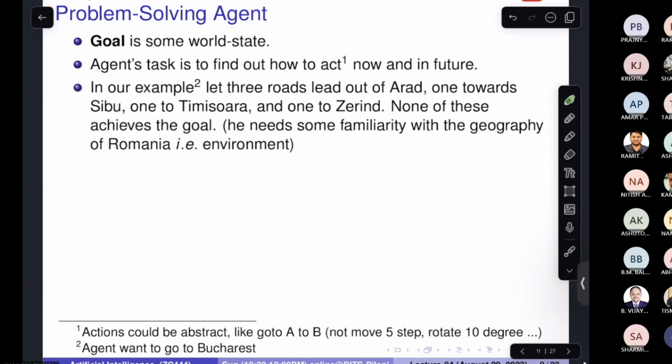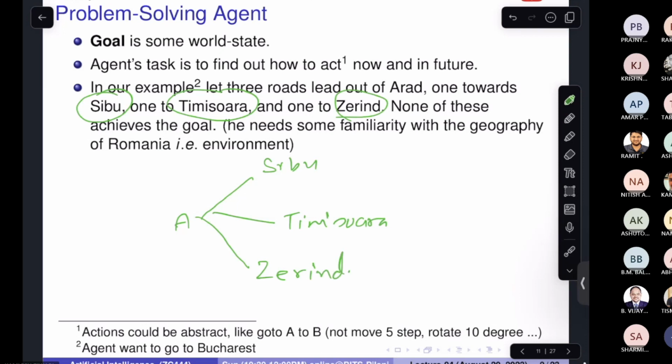Let's assume that from Arad there are 3 roads. One towards Sibiu, another towards Timisoara, and another towards Zerind. There are 3 roads, and you can see that none of them achieves the goal. So it becomes very difficult to choose where I have to go. So he has to develop some strategy by which he is going to proceed. So what could be a strategy?